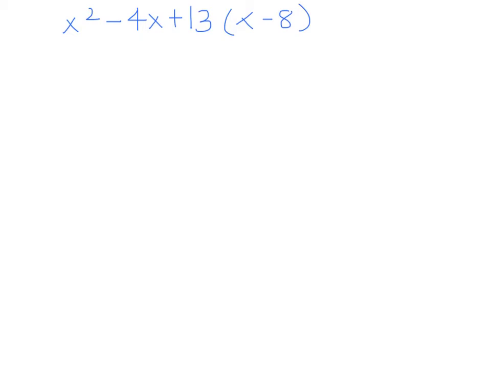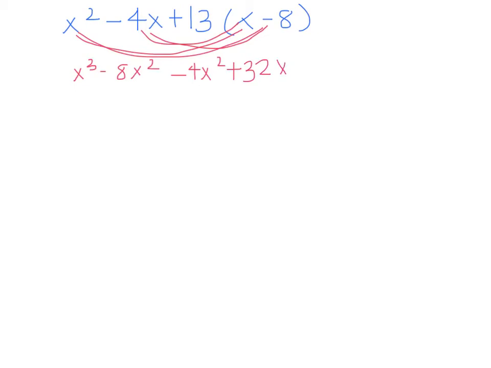All right, now we're going to keep going. So we have x squared times x, and that gives me x to the third. X squared times minus 8 gives me minus 8x squared. Negative 4x times x gives me negative 4x squared. Negative 4x times negative 8 gives me positive 32x. Okay, then we're going to do 13 times x, and that gives me 13x. And then 13 times minus 8 gives me negative 104.